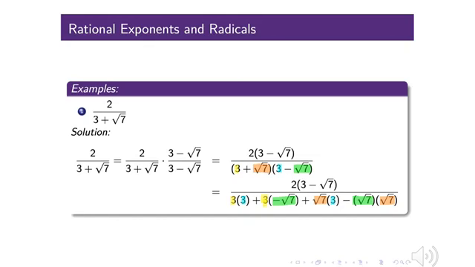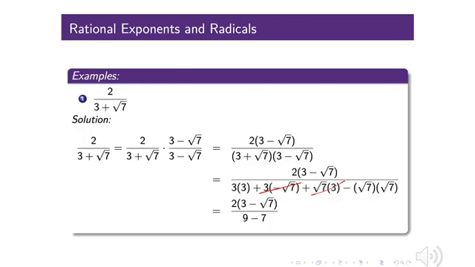So in the numerator, we have 2 times the quantity 3 minus the square root of 7. And in the denominator, we have 3 times 3 plus 3 times negative square root of 7 plus the square root of 7 times 3 minus the square root of 7 times the square root of 7.